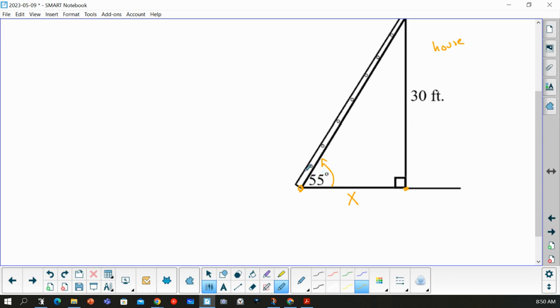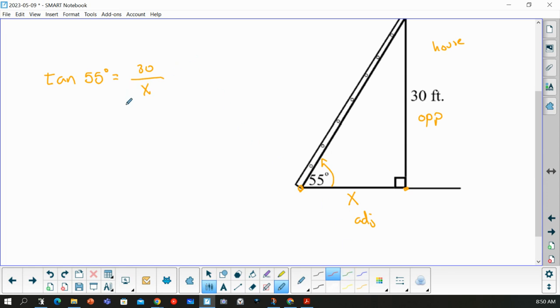All right, so from this angle, this 30 feet is the opposite side of the triangle. This x right here is adjacent to this angle, and it's not the hypotenuse, so we're going to call it the adjacent. So we have the opposite and the adjacent. The only trig function that uses the opposite and the adjacent is our tangent. Tangent uses the opposite and the adjacent. Tangent of the angle equals the opposite over the adjacent. And so here we have our problem set up.